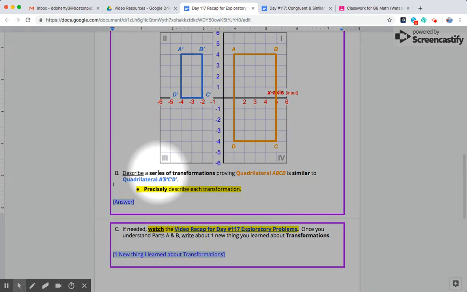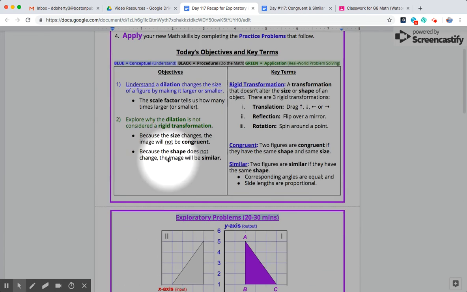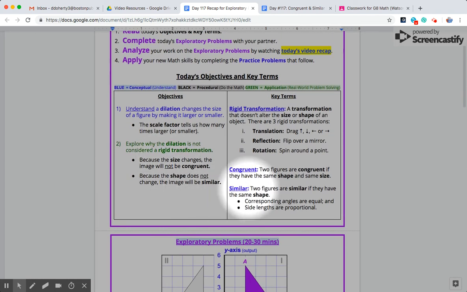First, reading the question, describe a series of transformations that proves quadrilateral ABCD, this rectangle here, is similar, and we'll explain that word in a second, similar to quadrilateral A'B'C'D', and that's the smaller blue rectangle up here. First thing we need to recognize and understand from the last couple days, two figures are similar if they have the same shape.